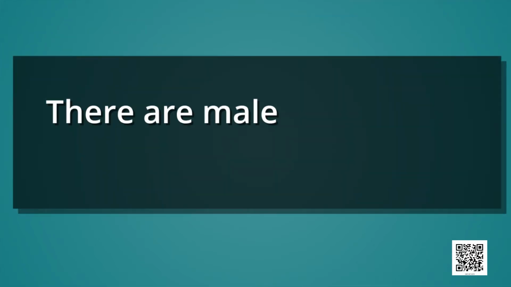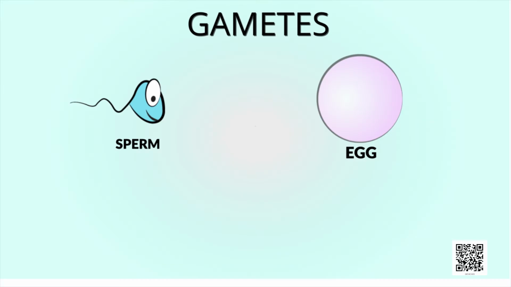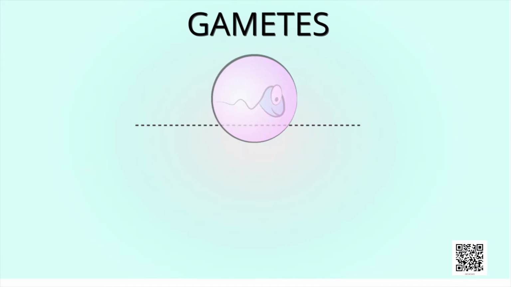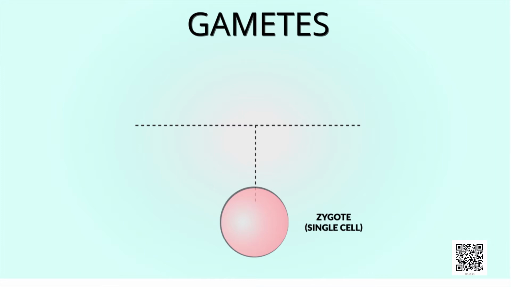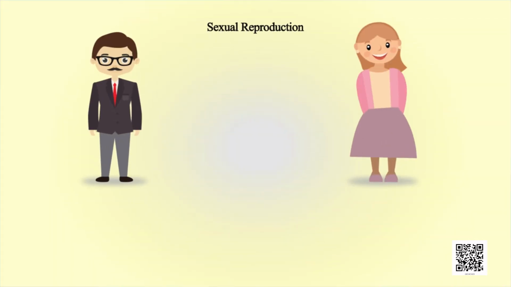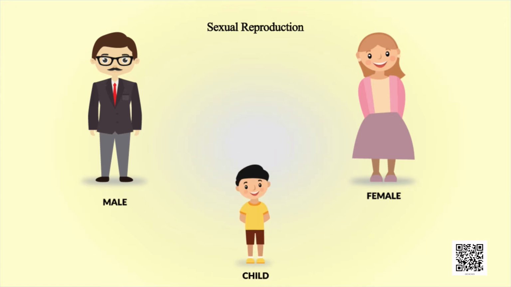Sexual reproduction in humans. There are male and female organisms in animals which have separate sexual organs which produce gametes which fuse together to form a zygote. This zygote develops into a new organism. This kind of reproduction in which male and female gametes fuse together is called sexual reproduction.